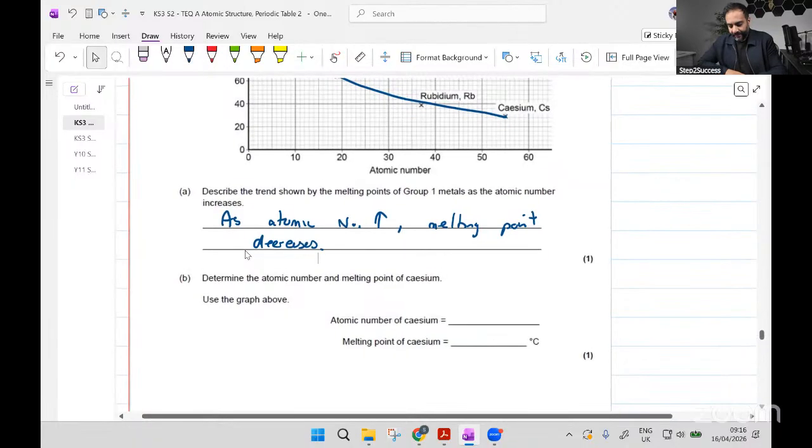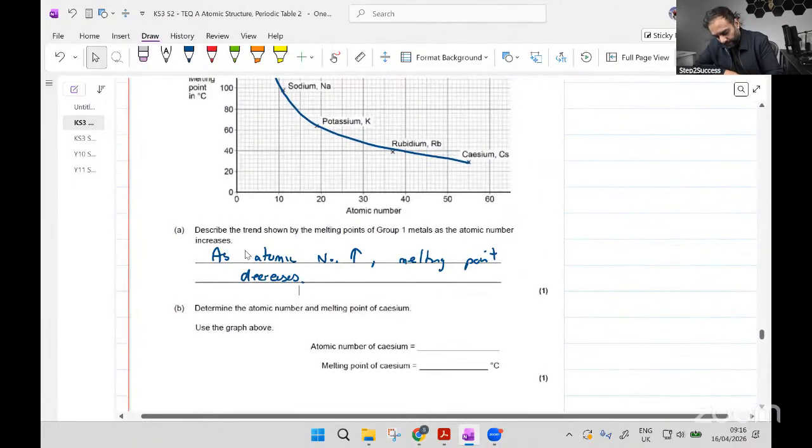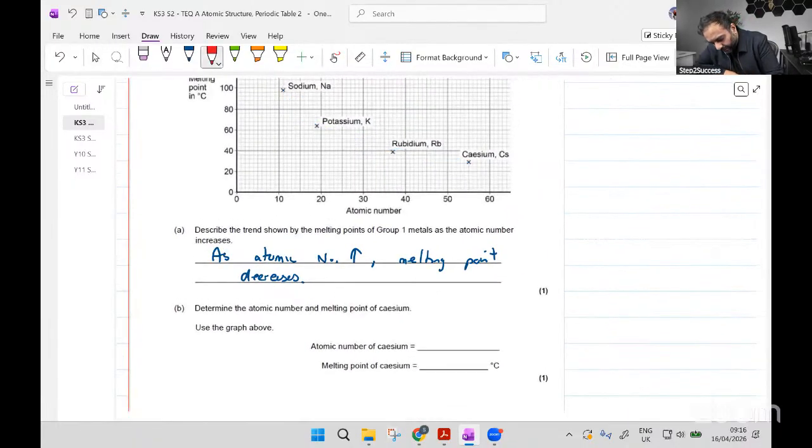Determine the atomic number and melting point of cesium. Okay, well, this is reading, I think. So read off here. That looks like the atomic number, which looks to me like between 50 and 60, which is 55. And then the melting point will be whatever this number is. It's hard for me to see this. It's about 30, I think.